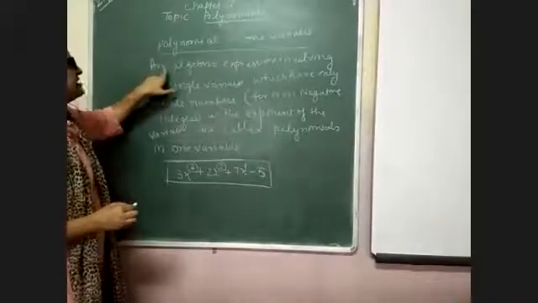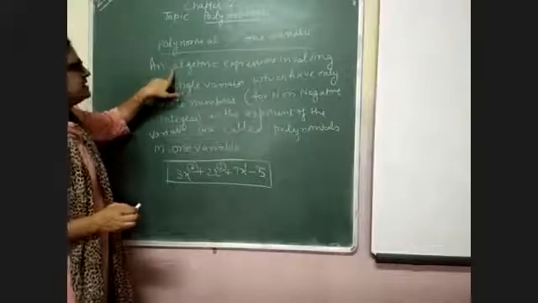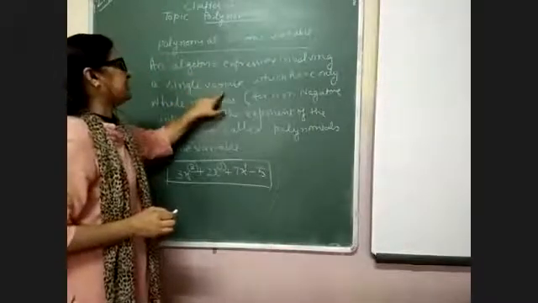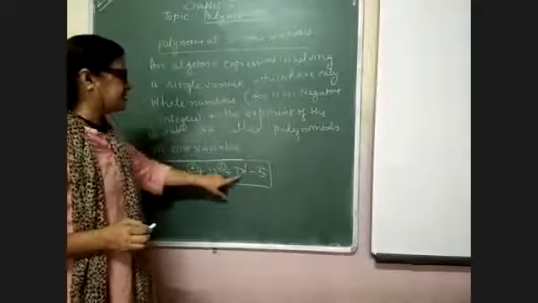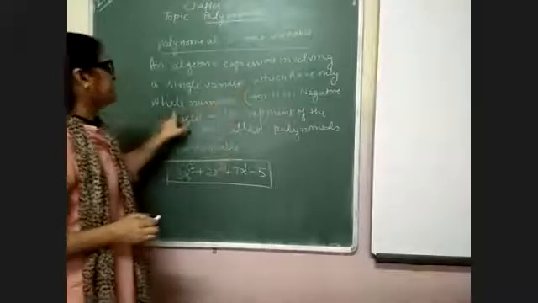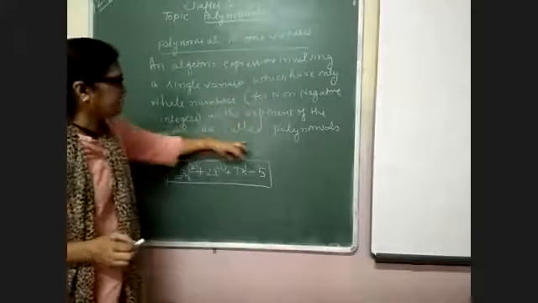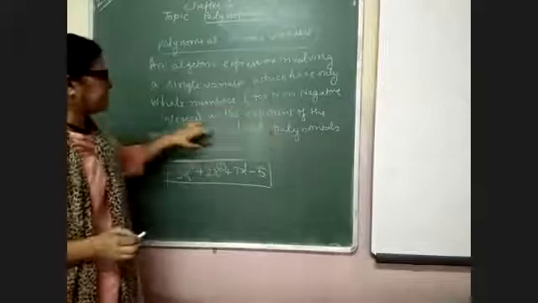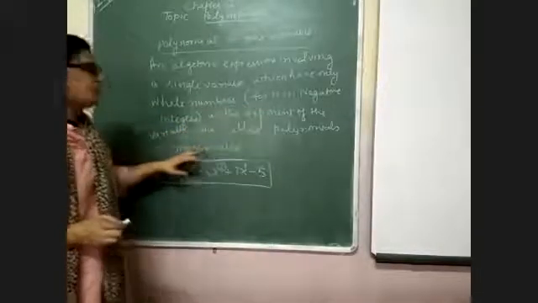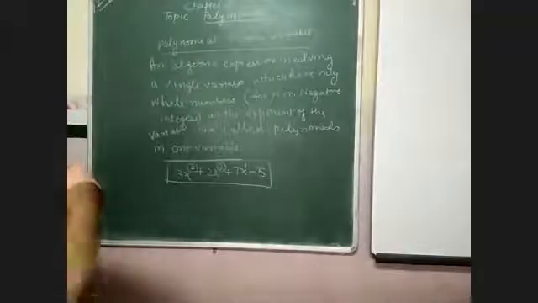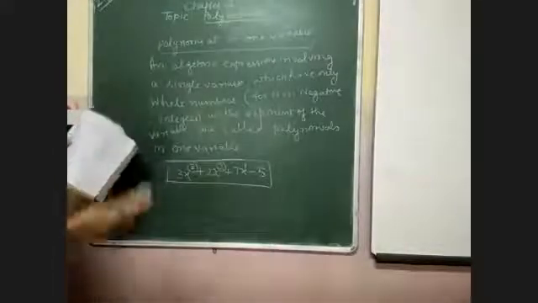The definition, again I am repeating: an algebraic expression involving a single variable, only a single variable is used, which has only whole numbers as the exponent of the variable, are called the polynomials in one variable. Okay. Now I will give you some examples.